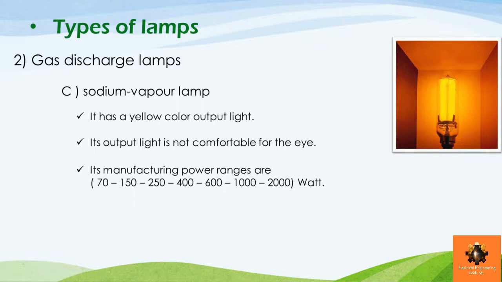And also we have some standard ranges of the power that this lamp is manufactured with. So if we need to buy a sodium vapor lamp, we will find those values of electrical power in the market. Here its standard power values are 70 watts, 150 watts, 250 watts, 400 watts, 600 watts, 1000 watts, and 2000 watts. So those are the standard ranges for manufacturing the sodium vapor lamps.